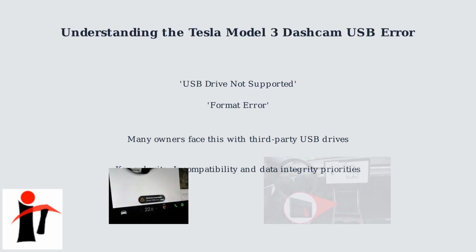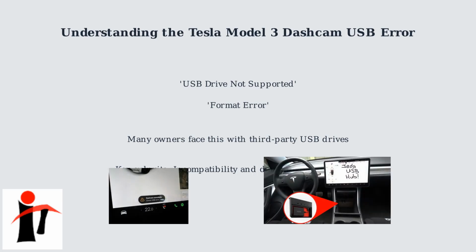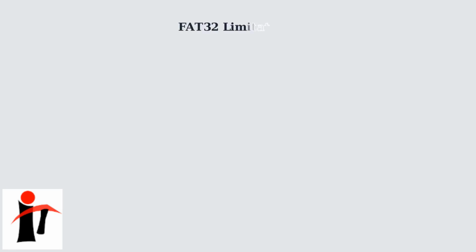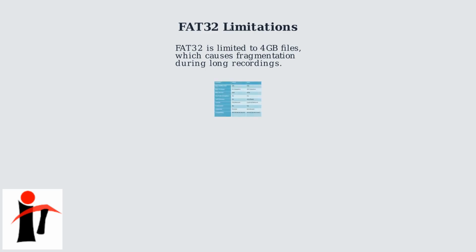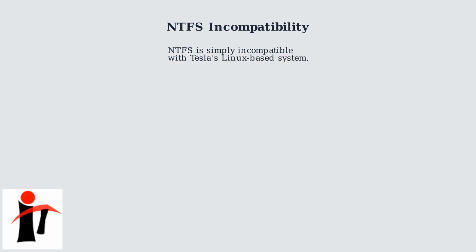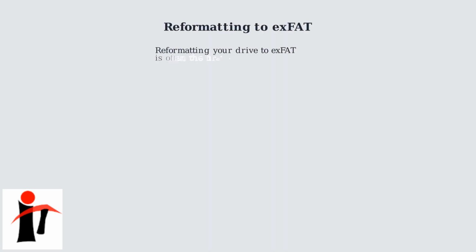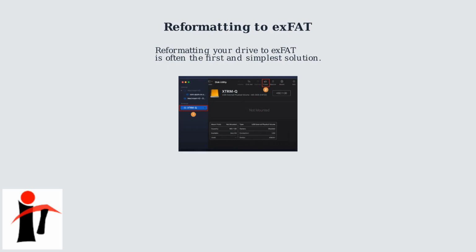The errors stem from Tesla's data integrity prioritization that can affect broad USB compatibility with its dashcam features. Tesla dashcams require the exFAT file system. Using FAT32 or NTFS will cause errors. exFAT supports larger file sizes up to 16 terabytes needed for high-quality video and is optimized for fast transfers. FAT32 is limited to 4 gigabyte files, which causes fragmentation. NTFS is simply incompatible with Tesla's Linux-based system. Reformatting your drive to exFAT is often the first and simplest solution.